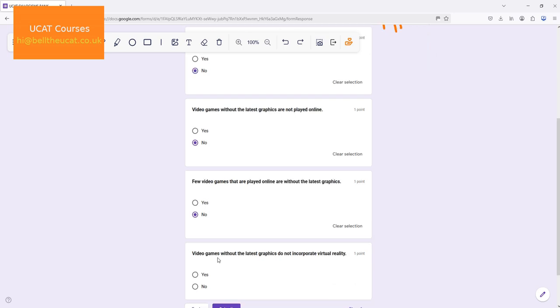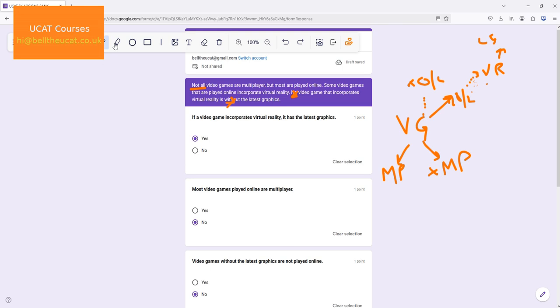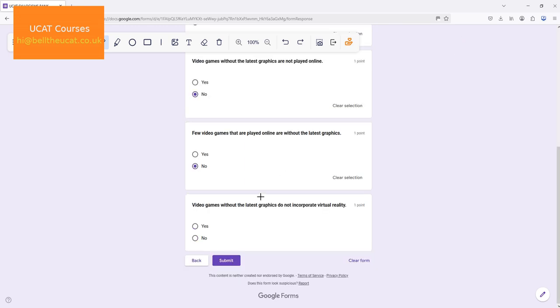Ready? Last one. Video games without the latest graphics do not incorporate virtual reality. If you've got without, do not incorporate, I'm going against the arrow. There is negation. Answer is big fat yes in this case because I'm going against the arrow.